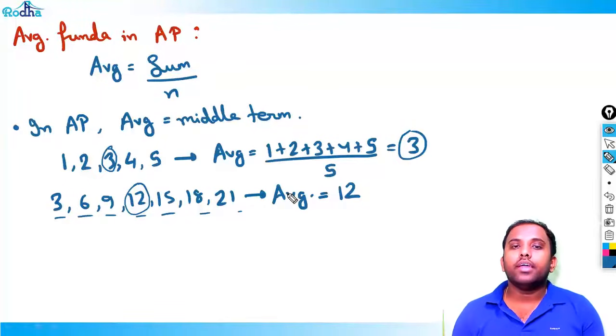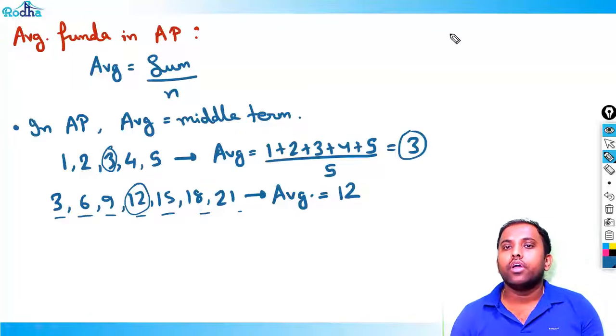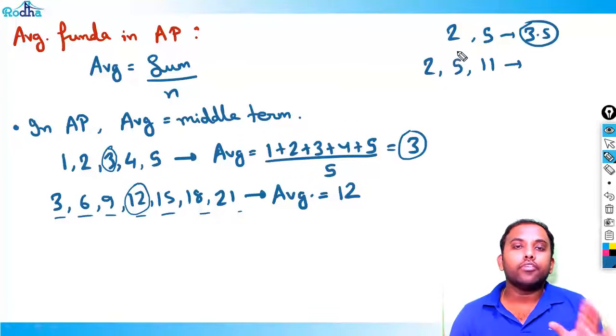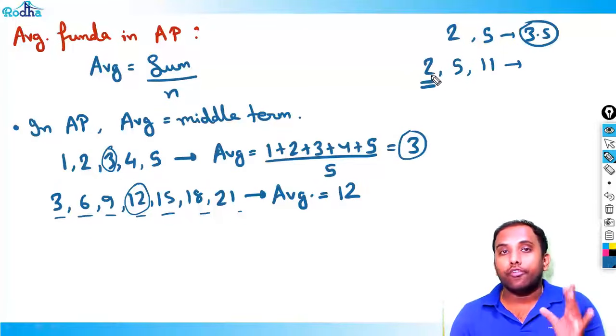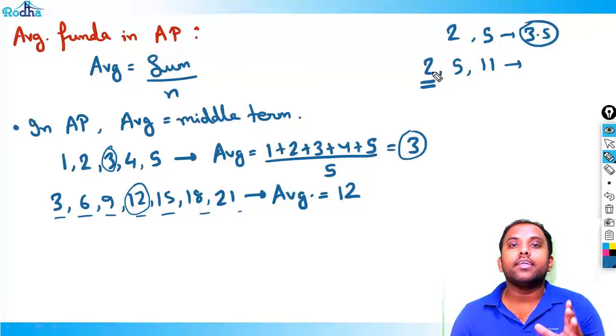Basically, the funda is, when you calculate the average of any two numbers, it should lie somewhere in between those numbers. Like, what is the average of 2 and 5? It should be 3.5, that's 2 plus 5 by 2. So 3.5 lies in between 2 and 5. What is the average of 2, 5 and 11? You can say that the average will always be greater than the lowest term and lesser than the highest term.